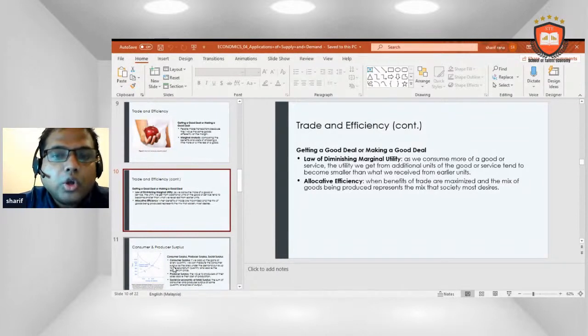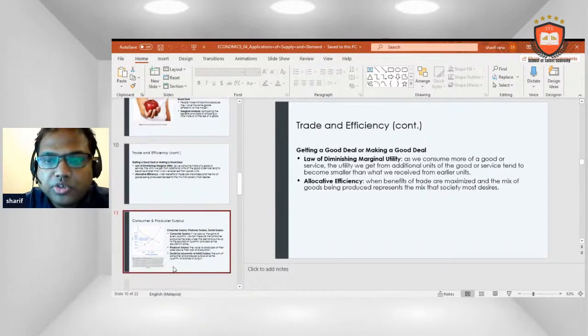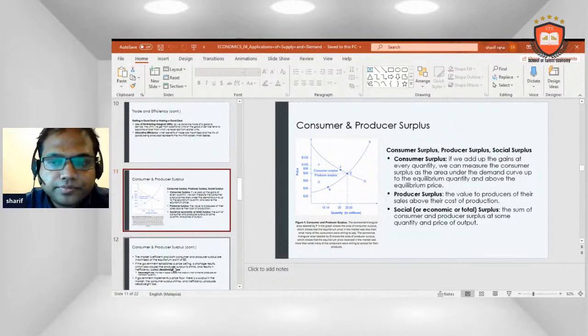Allocative efficiency: when the benefits of trade are maximized and the mix of goods being produced represents the mix that society most desires. So there are consumers as well as producers and suppliers. So consumer surplus, producer surplus, and social surplus. What does it mean?